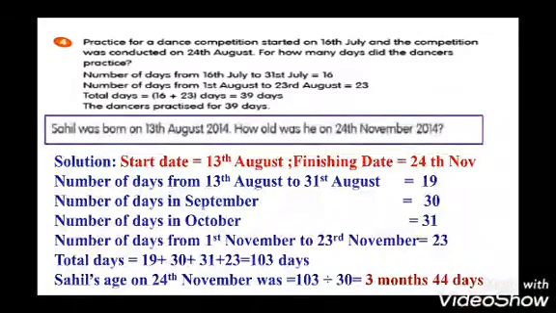Now there is another question. Sahil was born on 13th August. How old was he on 24th November 2014? So the number of days from 13th August to 31st August is 19. The number of days in September is 30.